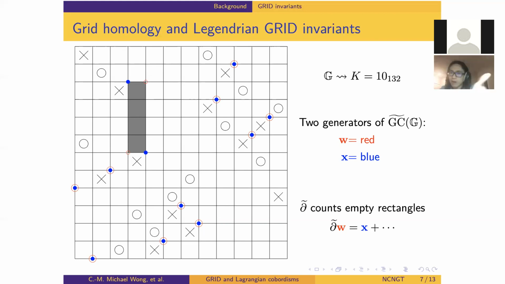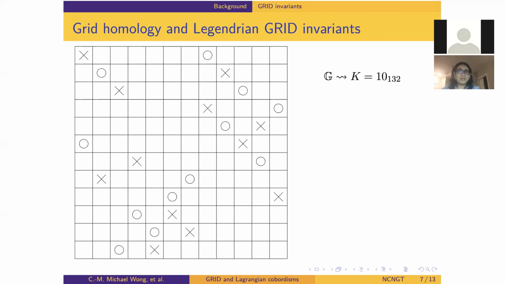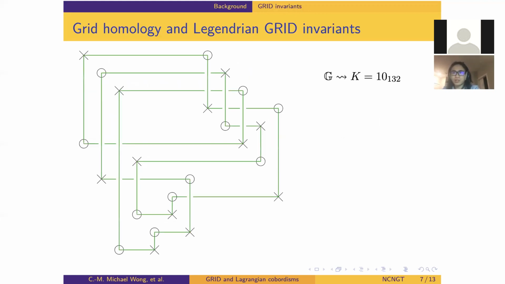And of course, there are many other terms here, and you can try for yourself to find other terms. For example, here's another rectangle right there. You sum up all these terms, and that's the differential acting on W. So that's the grid complex. And of course, you take the homology, you get grid homology.